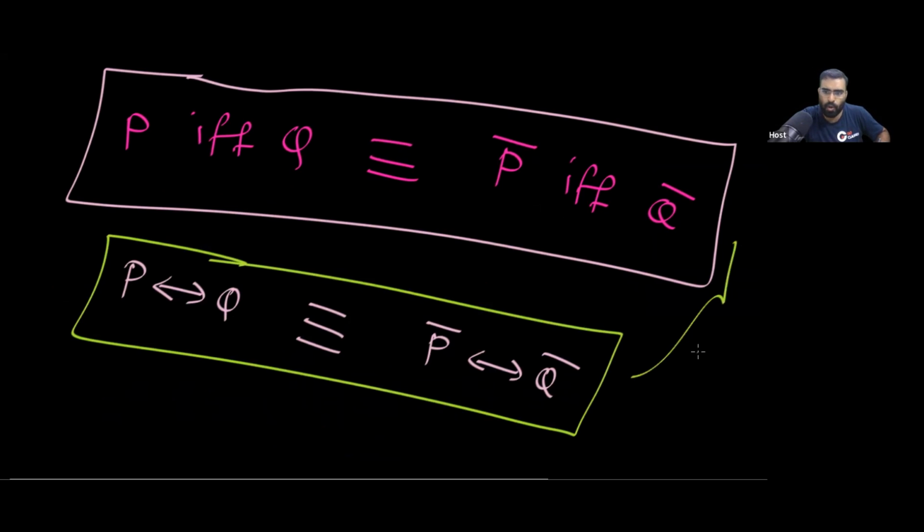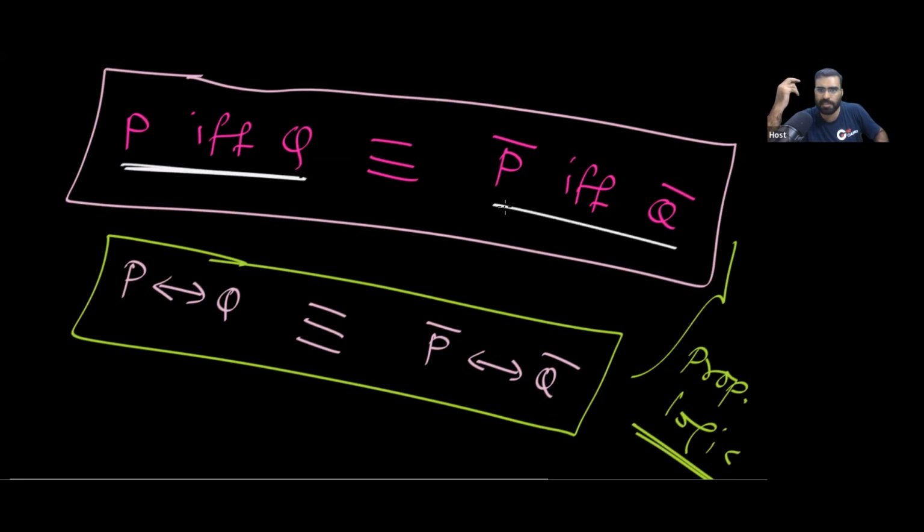This we have seen in propositional logic, right? P if and only if Q is the same as P bar if and only if Q bar. These are the same statements. That is the benefit of a biconditional statement. So P biconditional Q is the same as P bar biconditional Q bar.